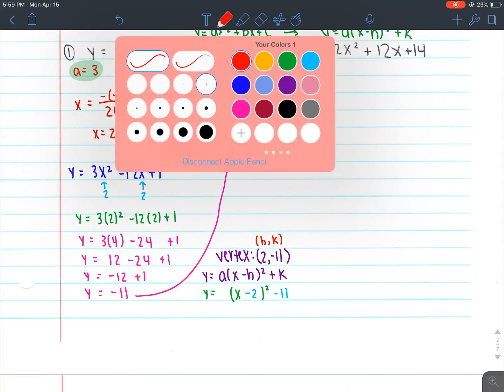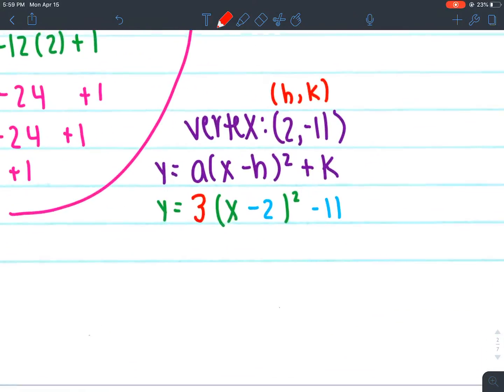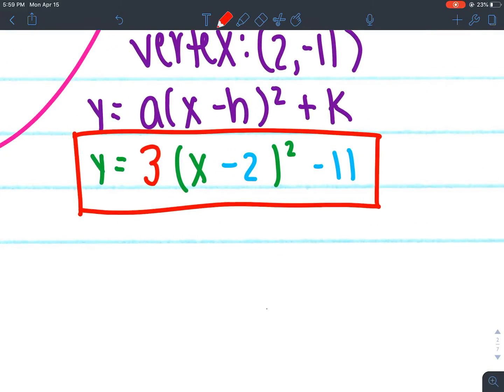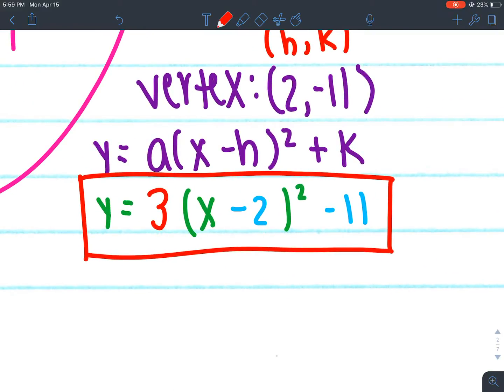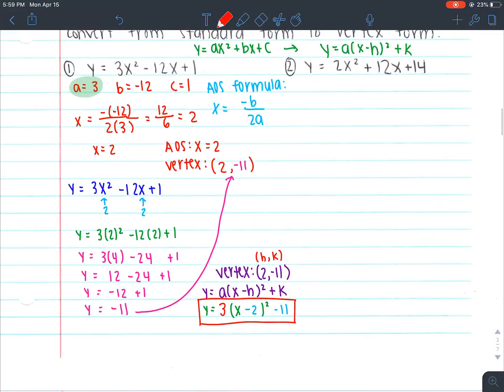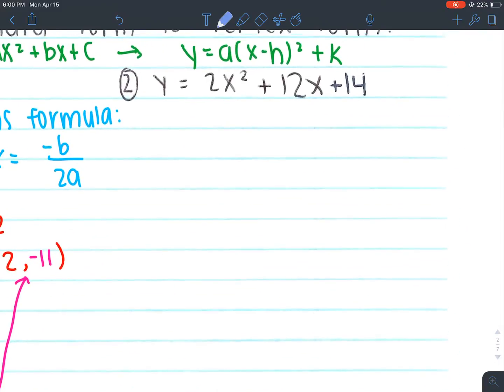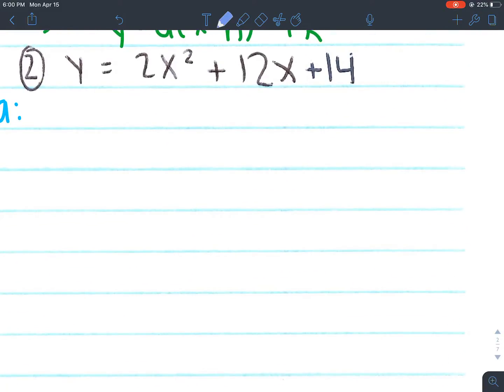I'm going to plug in a 3. Okay? And so that is my vertex form. My vertex is 2, negative 11, right? Opposite sign. And then the a will be the exact same number it is in the beginning. All right, go ahead and try the second one on your own if you feel pretty comfortable with this, but it's the same process. Use the axis of symmetry formula, find the vertex, and then plug the vertex and the a value in. Okay. Number 2.